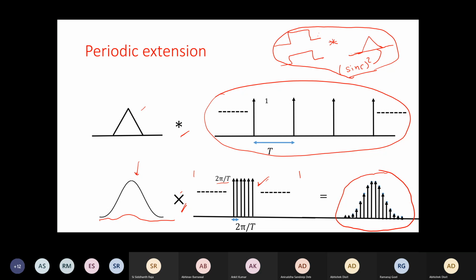So the moral of the story is, what is the story? Whenever we have a periodic signal, this periodic signal can be thought of as the convolution of a signal with an impulse train. That means in the frequency domain, this will lead to the discretization of the original spectrum, because in the Fourier domain it is the multiplication of the original spectrum with an impulse train, which will lead to the discretization of the spectrum. Okay, clear?